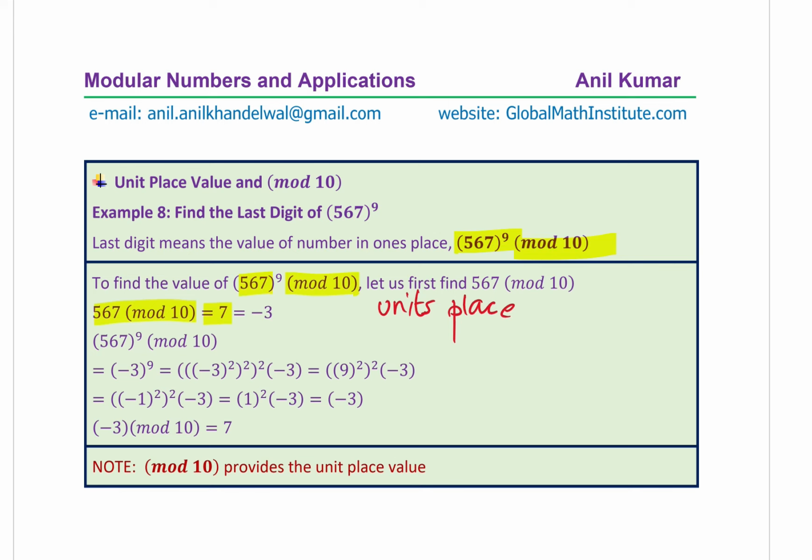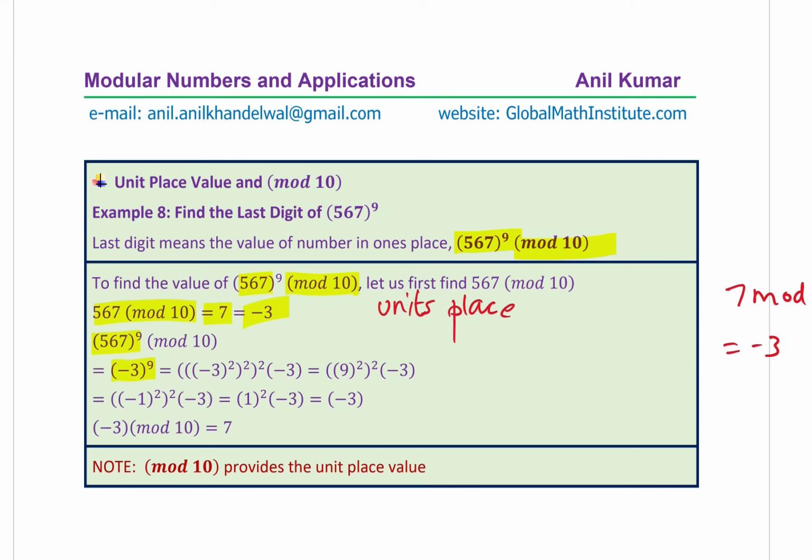Well, 7 mod 10 is what? 7 mod 10 is minus 3. So when you take away 10 from 7, you get minus 3. Minus 3 is smaller than 7. And therefore, in this example, we'll prefer to put minus 3 because it is smaller than 7, right? Okay. That means 567 can be replaced by minus 3. So we get minus 3 to the power of 9.